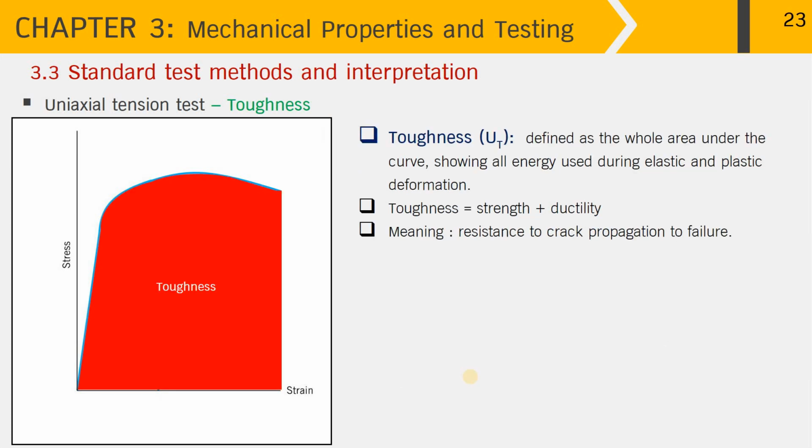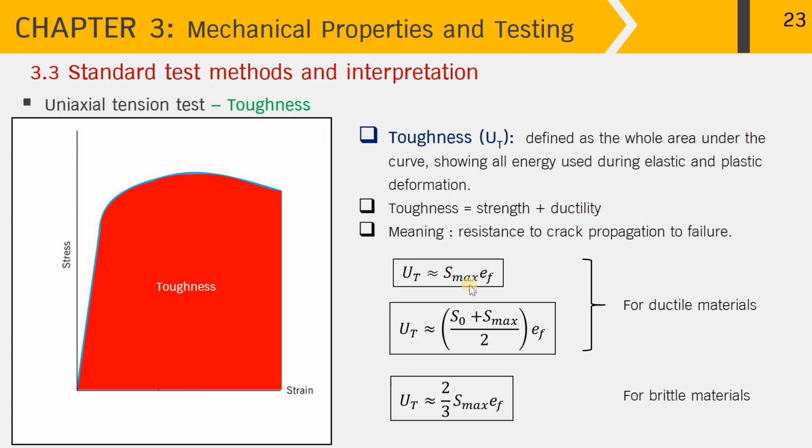And next is the toughness parameter. As I said before, toughness is comparable to strength plus ductility. As you can see on the whole area of the stress-strain curve, the toughness is defined as the whole area under the curve, showing all the energy used during elastic and plastic deformation. If the metal has high toughness, it has a high ability to resist crack propagation. And three expressions are given here for the mathematical definition of toughness.